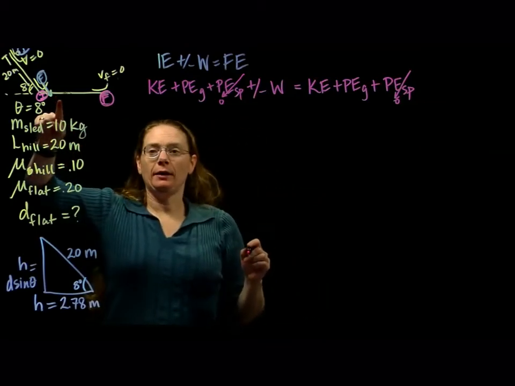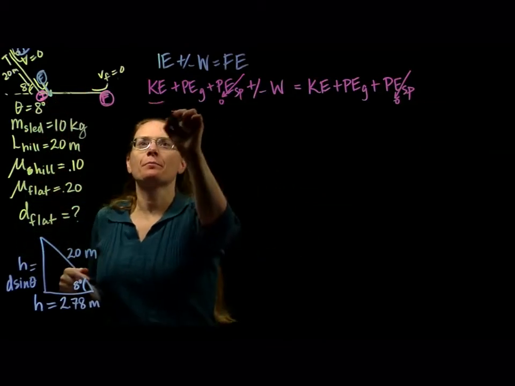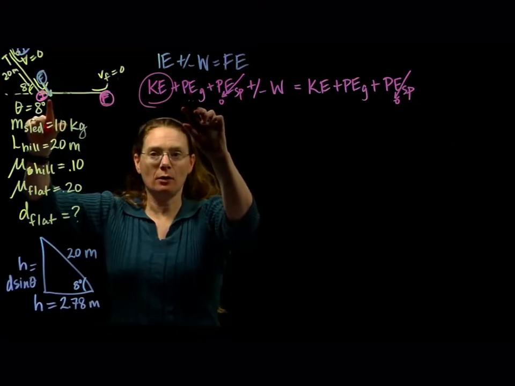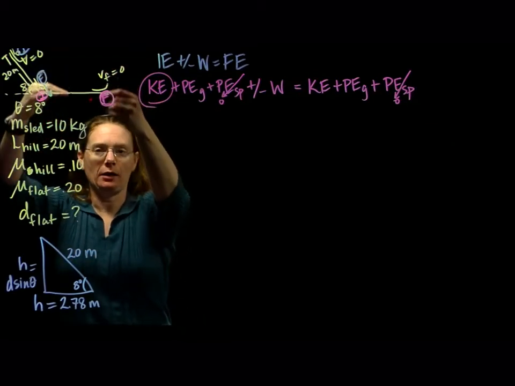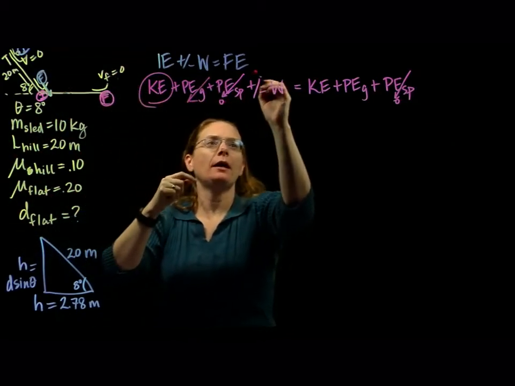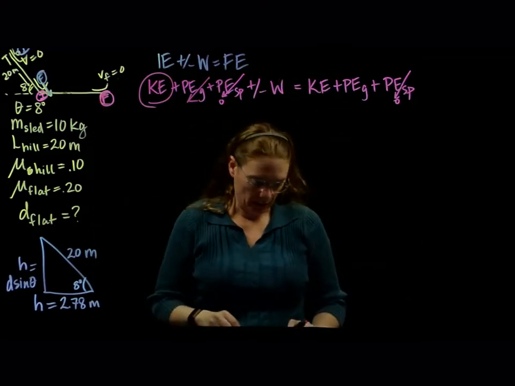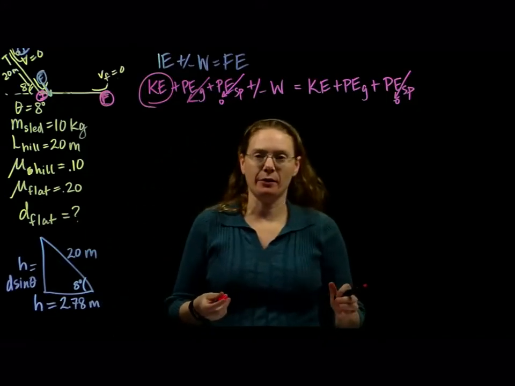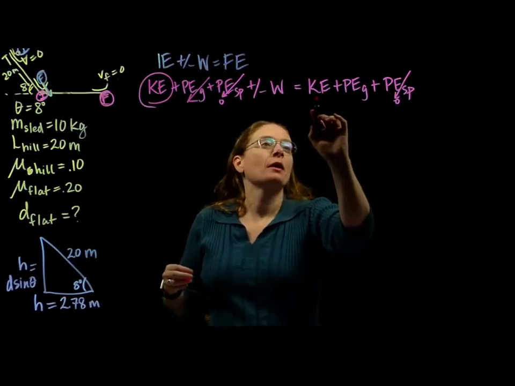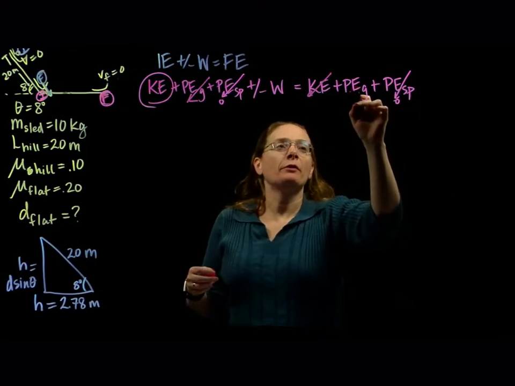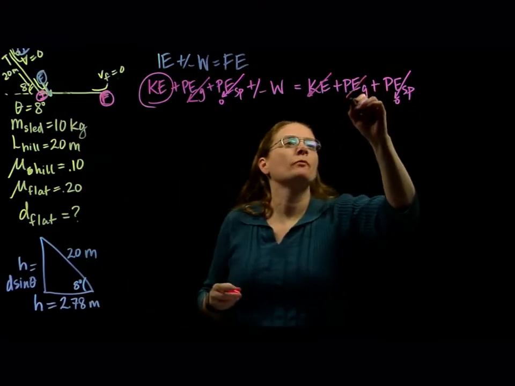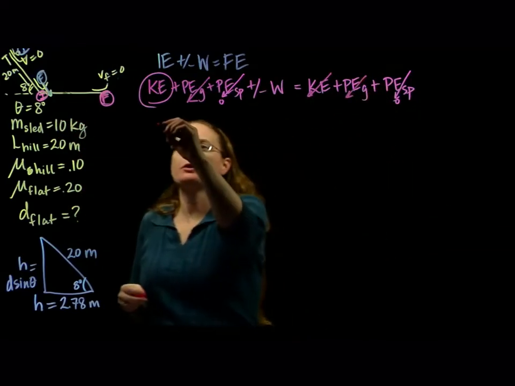Are we moving at the first condition? Absolutely. Are we above our lowest point? No, we don't change height at all. Okay, not that. Are we moving at the end point? No, we come to a rest. That's the question. How far along the flat ground does it go? It comes to a stop. So we don't have kinetic. Are we above our lowest point? No. No potential energy. All right, so we start with kinetic energy.